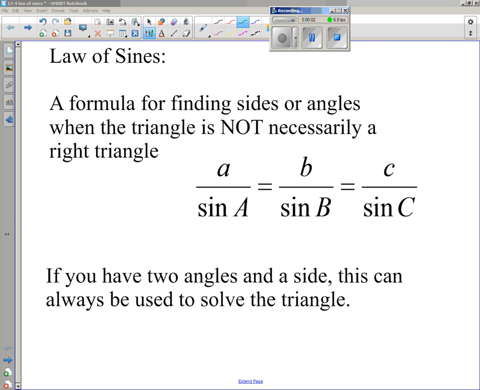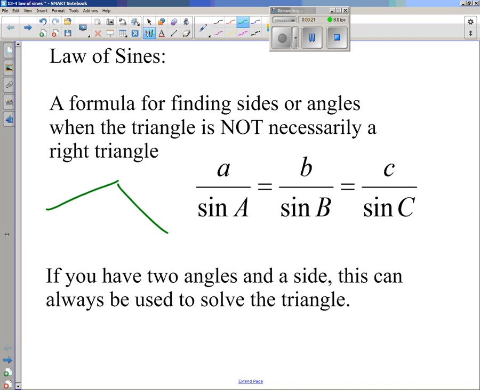So the next section is about what's called the law of sines. The law of sines is a tool that we can use to find sides of triangles or angles within triangles as well, where it isn't necessarily a right triangle. You don't need the right triangle to be right. So it could work no matter what.